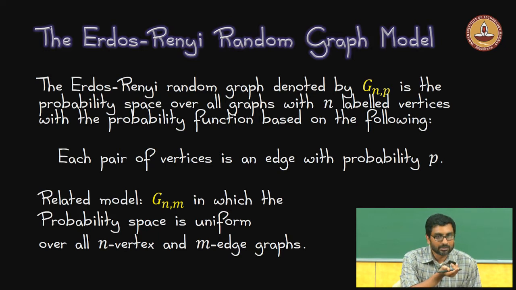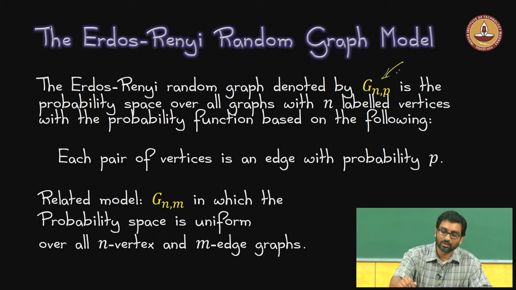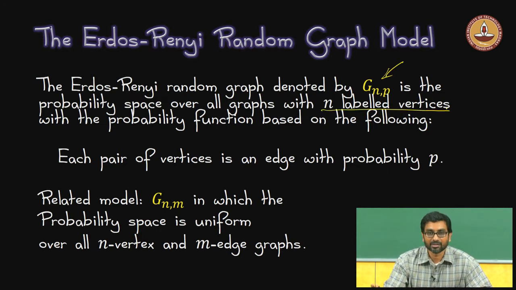It's a little bit of history. This paper was published probably in the early 60s, and since then this model has really gotten the attention of people. Lots of very pretty results have been proved. Basically, what is this? It's a random graph, so essentially it is a probability space. We're denoting that by G(n,p). It's the probability space over all graphs with n labeled vertices.